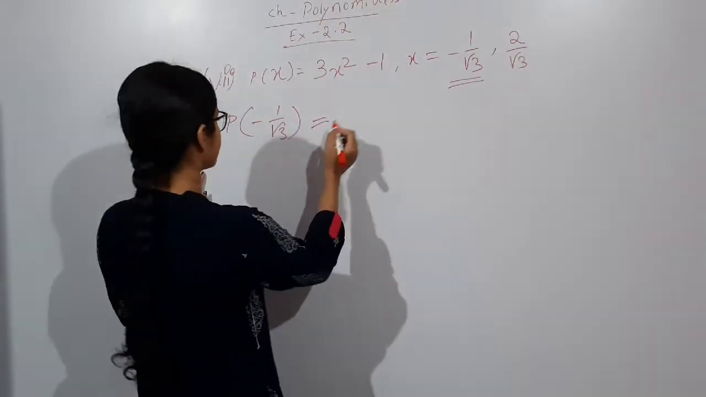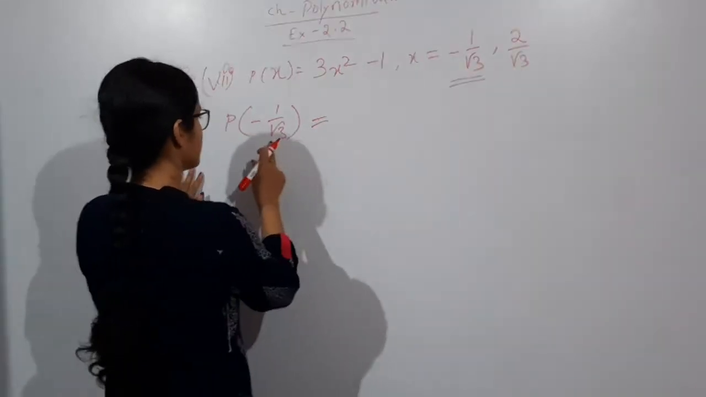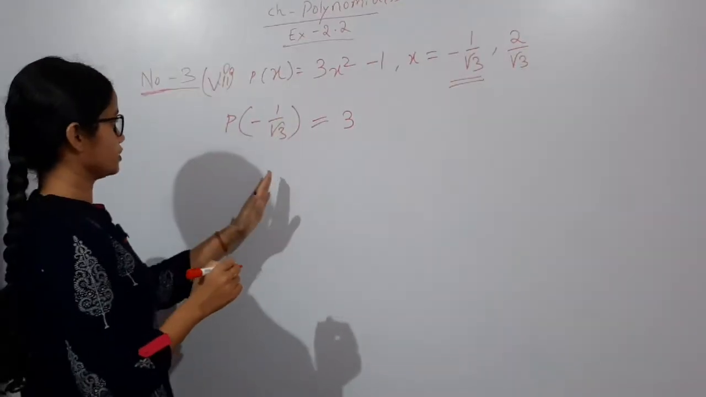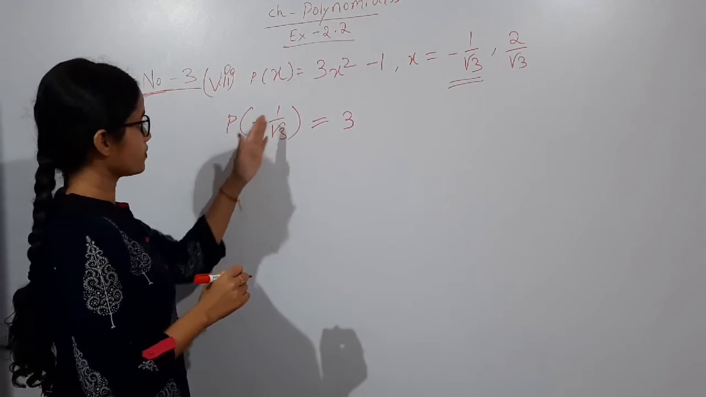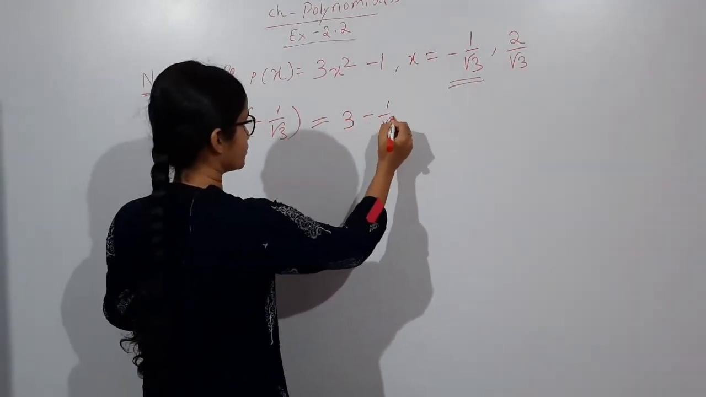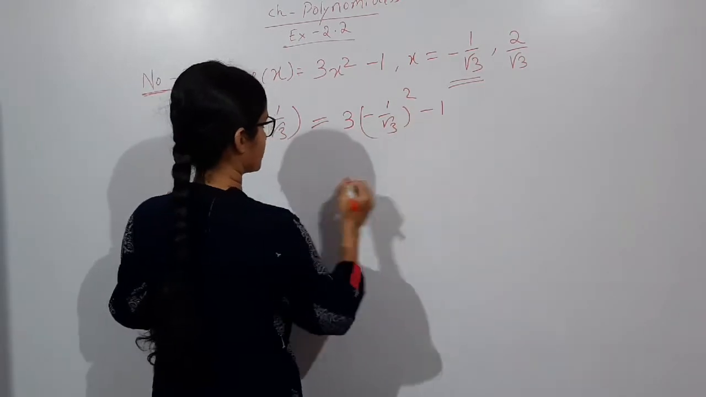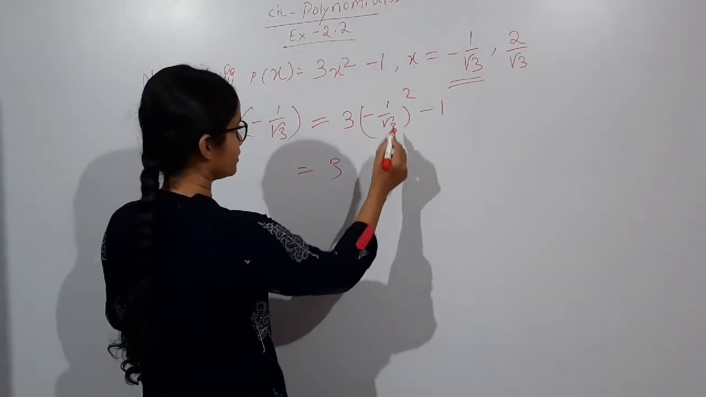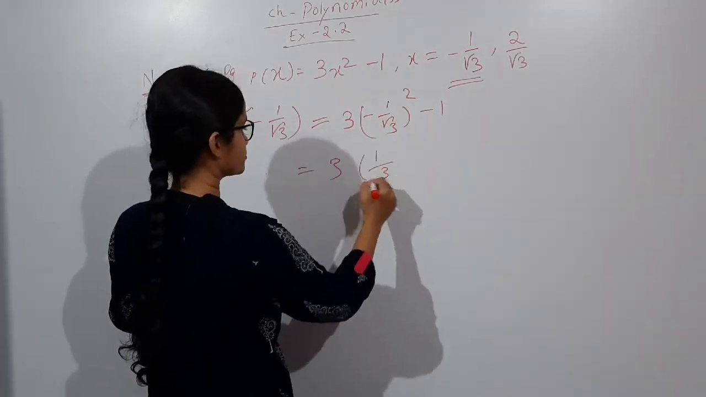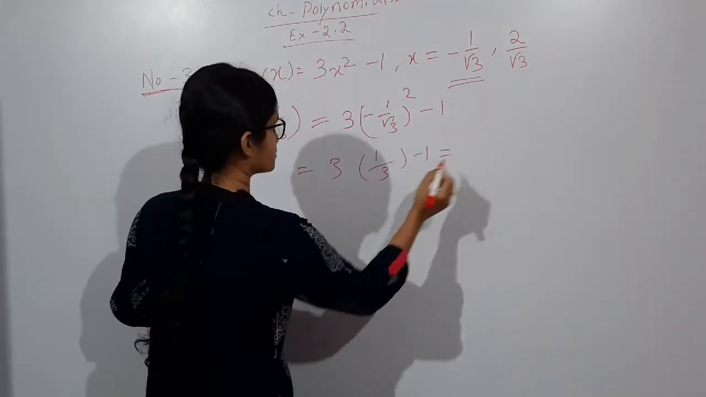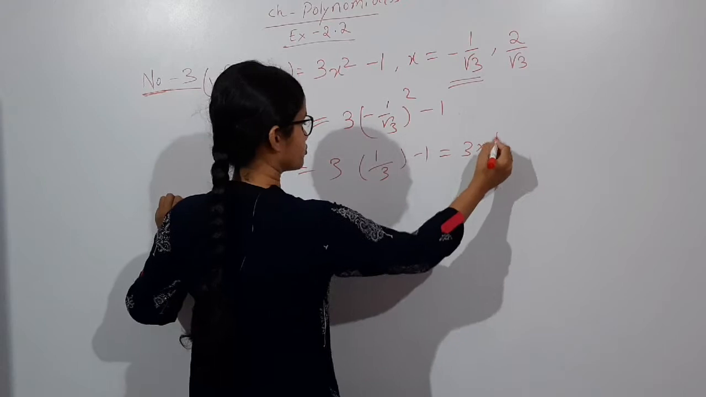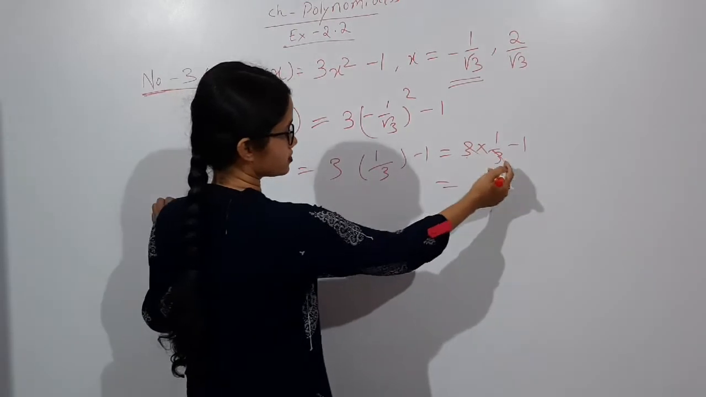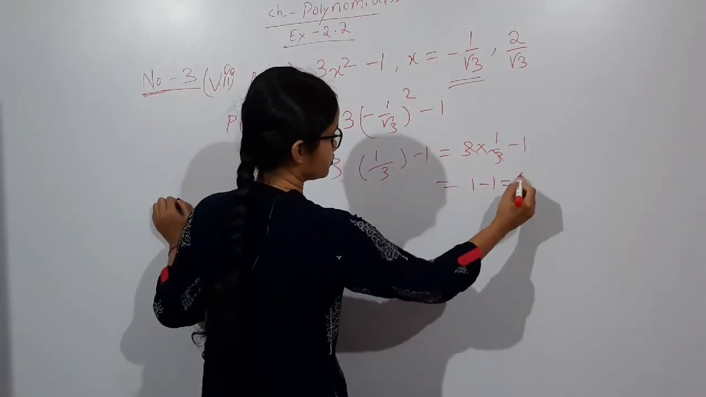Okay. So let's check. In the place of x we have to write minus 1 by root 3. So 3 into x square means 3 into (minus 1 by root 3) to the power 2, minus 1. As we know, minus 1 into minus 1 will be 1, and root 3 into root 3 will be 3. So it is equal to 3 into 1 by 3 minus 1. So 3 will be cancelled. Okay. This is the numerator and this is the denominator. So 1 minus 1 is equal to 0.